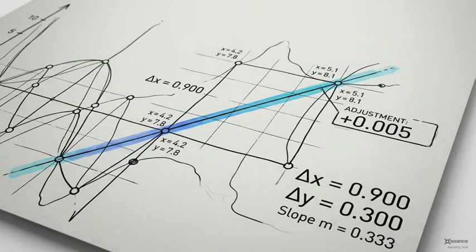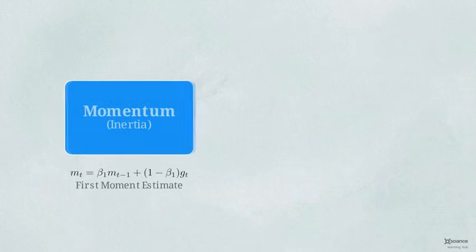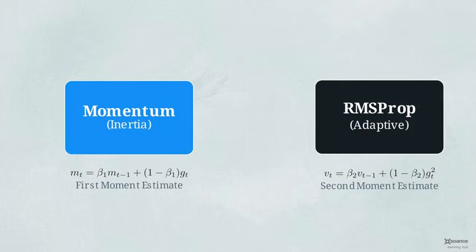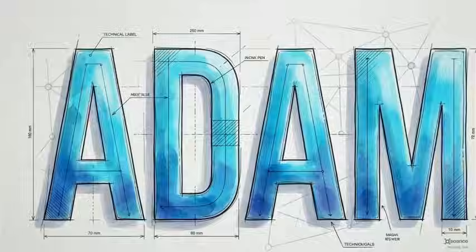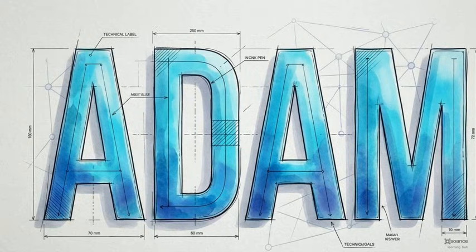RMSProp shifts the strategy away from raw forward inertia, relying instead on calculated, precise adjustments for every weight in the network. Momentum gives us physical inertia. RMSProp gives us adaptive scaling. Combining the 2 concepts gives us the most popular optimization strategy in deep learning today. That powerful combination is the Adam optimizer.